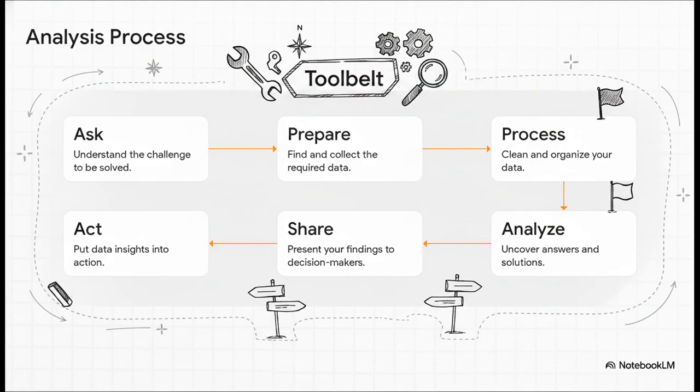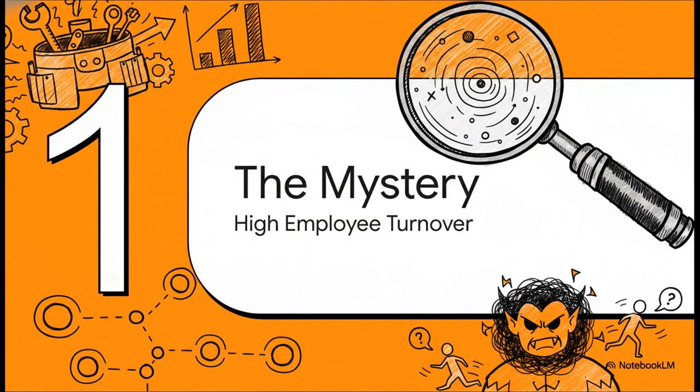We'll be using the foundational 6-phase data analysis process developed by Google: ask, prepare, process, analyze, share, and act. These 6 steps are going to be our roadmap, guiding us straight from raw data to a confident, data-driven decision. To see how our tool belt and roadmap actually work together, let's jump right into our case study, the mystery of high employee turnover. A massive organization came to a team of analysts with a huge problem.